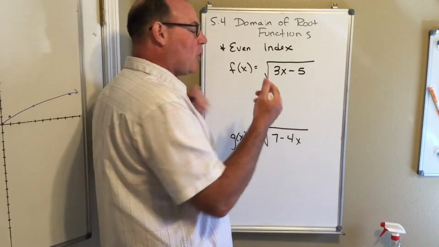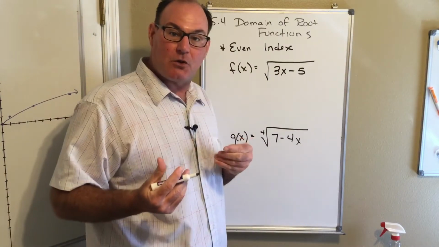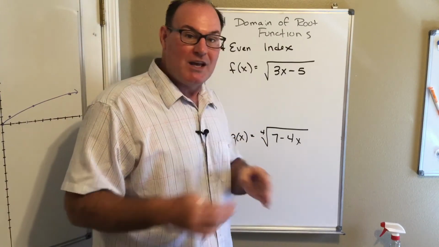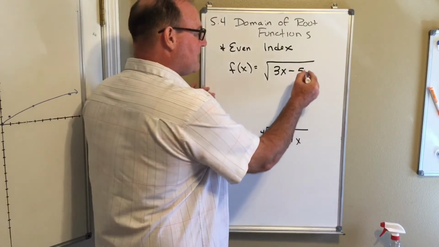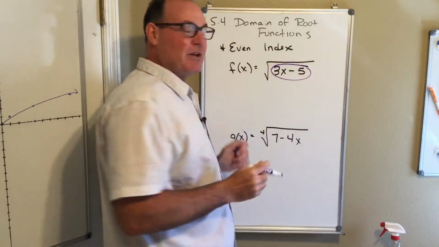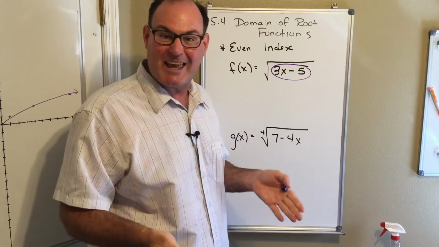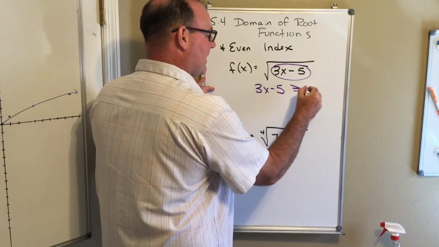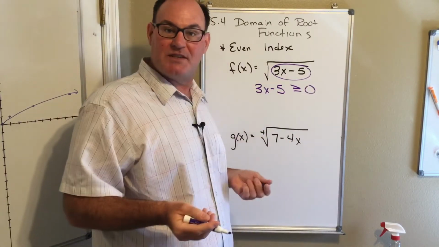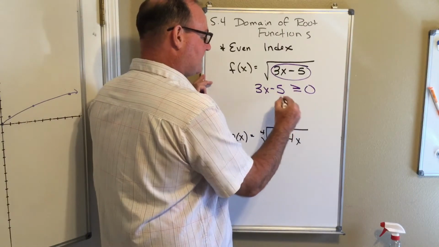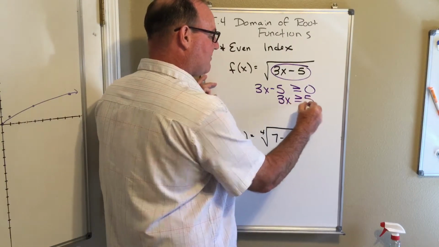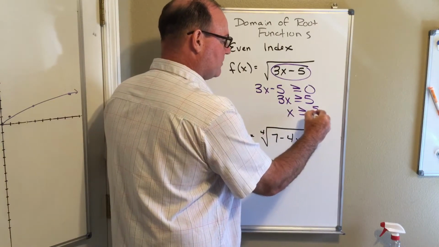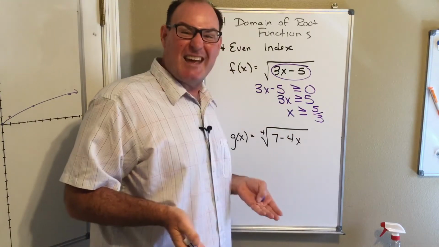According to the graph we just looked at, what I'm taking the square root of has to be bigger than or equal to 0, because that's the only place the graph exists. So to find the domain, I'm going to take the thing under the radical, which is called the radicand, 3x minus 5, and say that has to be bigger than or equal to 0. And I'm going to solve this inequality. I'm going to add 5 to both sides and get 3x is bigger than or equal to 5. I'm going to divide both sides by 3 and get x has to be bigger than or equal to 5 over 3. I'm now going to write that in interval notation.